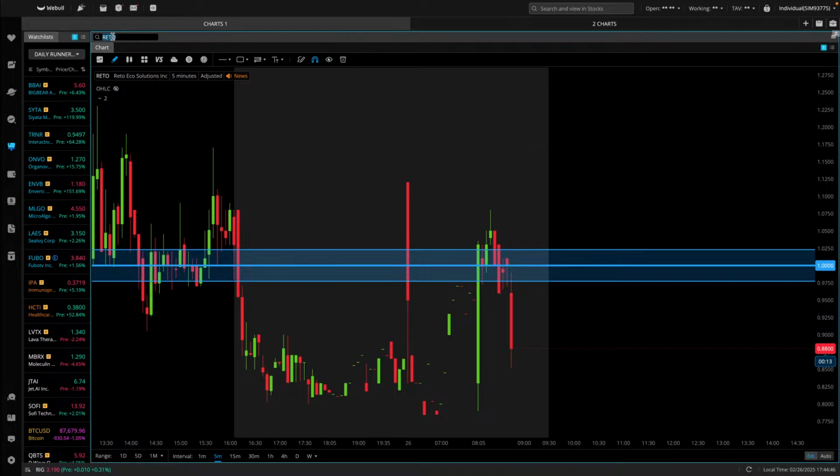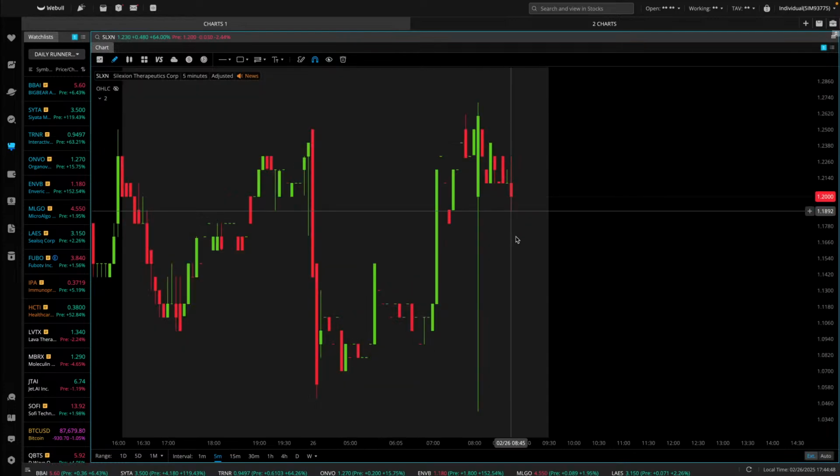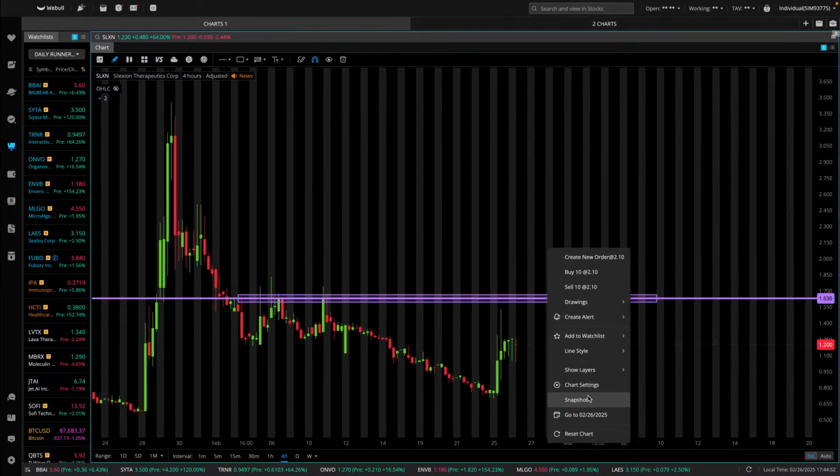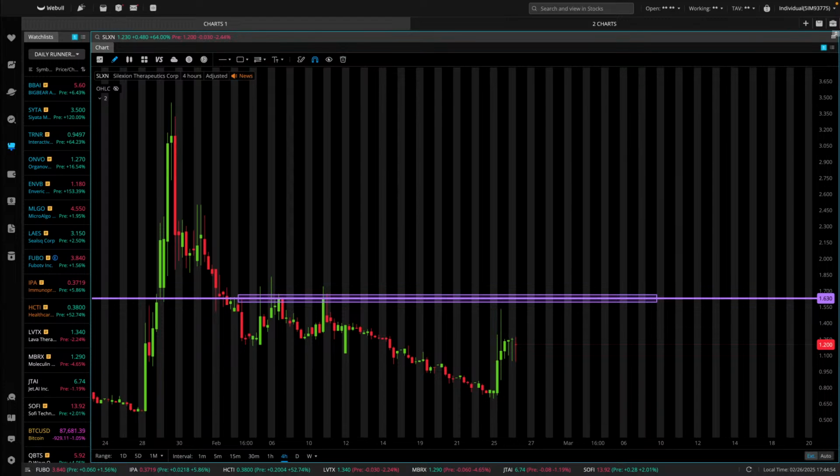SLXN, not too much going on. I would wait for $1.63 break to look for an entry. SLXN, wait for 163 break to enter. If you get above 163, then you can look for entries. Personally, I just would not take it now.